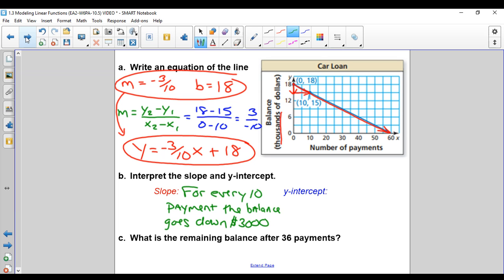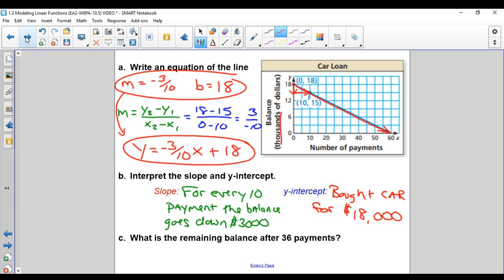So we have that. Now, these will be given to you in multiple choice form in the Big Ideas book, which is nice. What does that y-intercept mean? Well, you made 0 payments and your car is 18. Well, it's in thousands of dollars, so it's $18,000. So in other words, your y-intercept, you bought your car for $18,000. That's all that's saying. Before you made any payments, you bought your car for 18 grand.